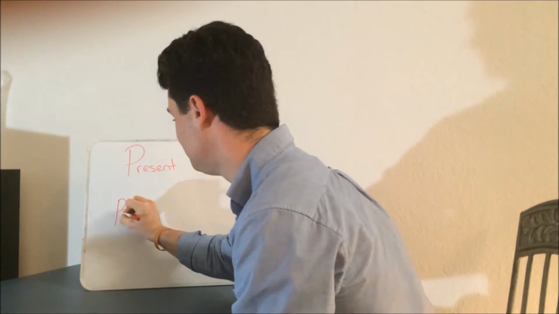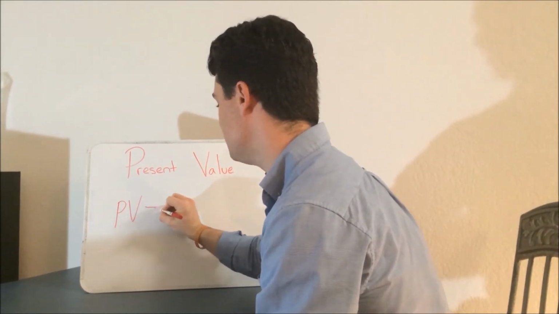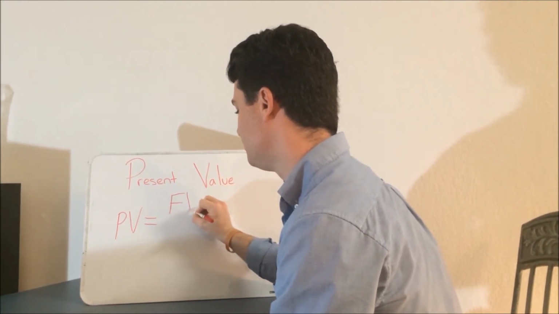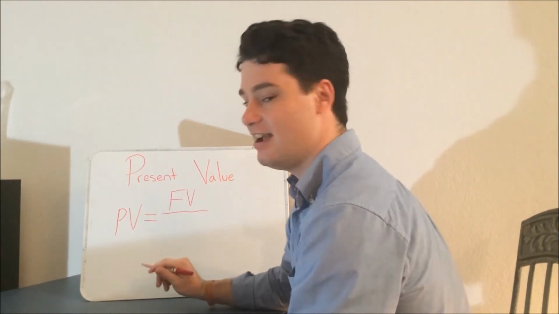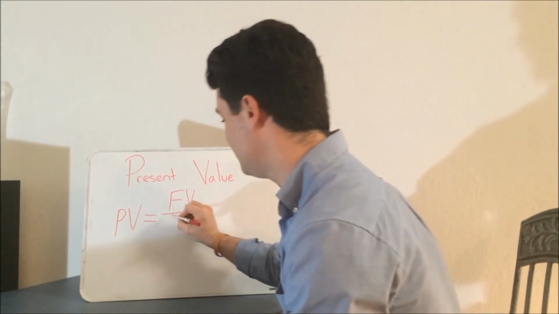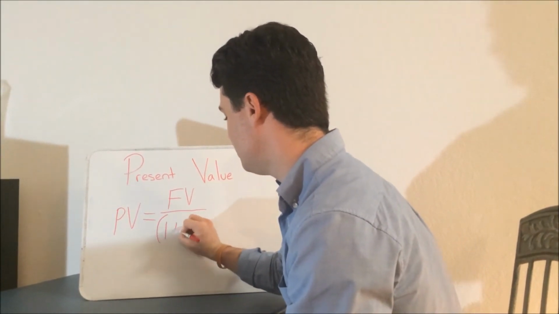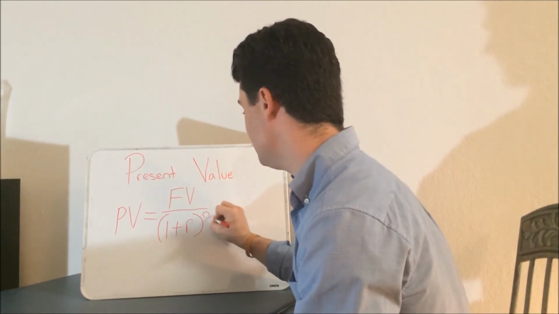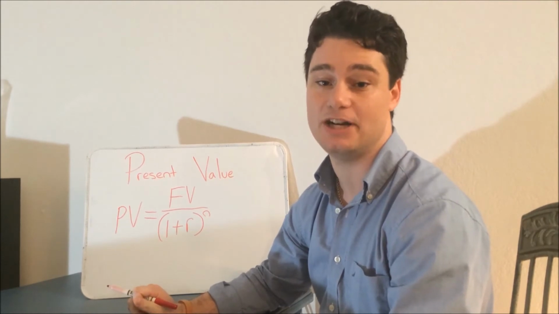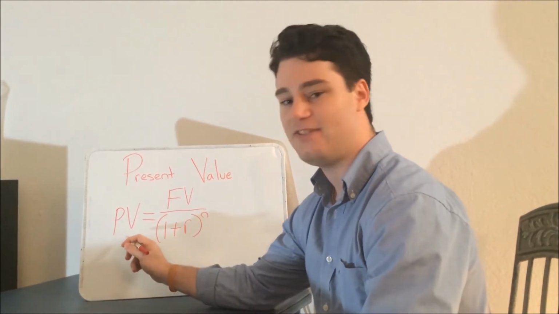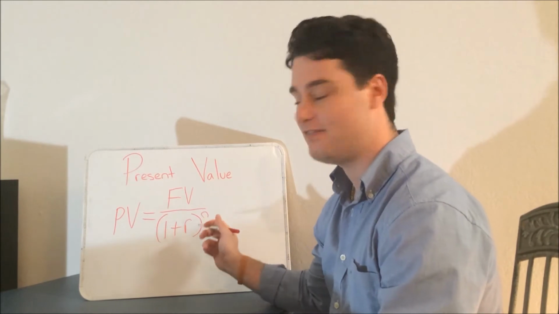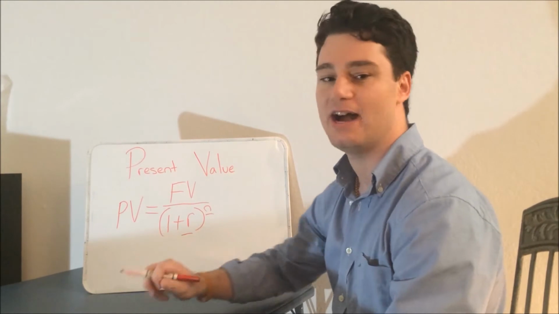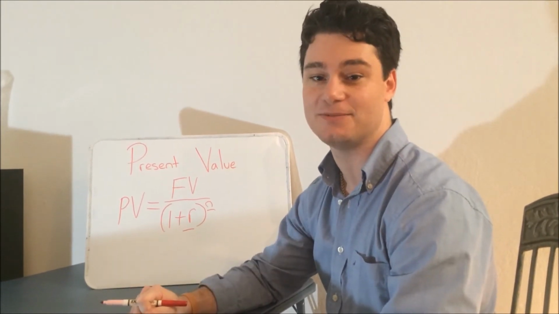Present value equals our future value divided by, and here's the easy part because you've already seen this, 1 plus our interest rate, to n, and that is our number of compounding periods. So again, present value equals our future value divided by 1 plus our interest rate raised up to our number of compounding periods. Let's do some examples.